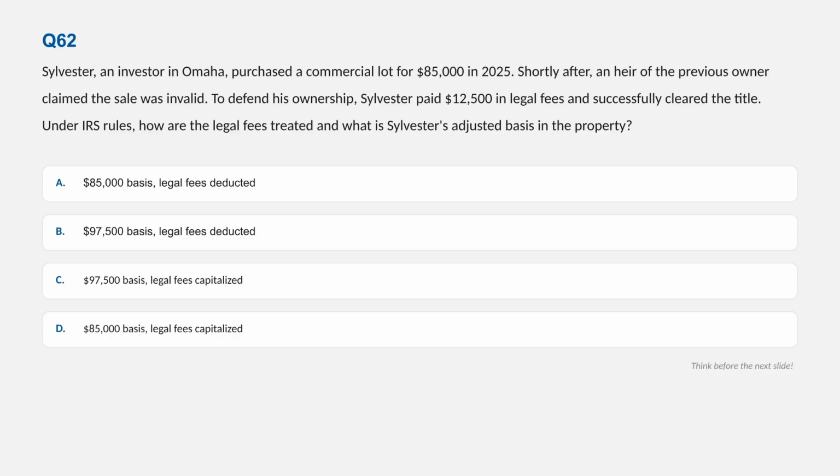A. $85,000 basis, legal fees deducted. B. $97,500 basis, legal fees deducted. C. $97,500 basis, legal fees capitalized. D. $85,000 basis, legal fees capitalized.